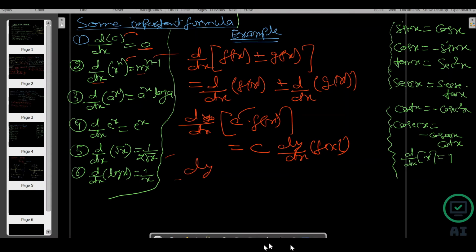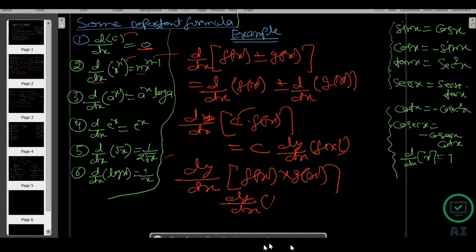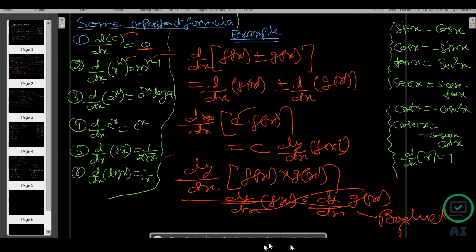If you have d by dx of f(x) multiplied by g(x), two functions in multiplication, can we write it like d by dx f(x) multiplied by d by dx g(x)? No, this is wrong. Here we have to apply the product rule. We cannot do like that. So we'll see what the product rule is.